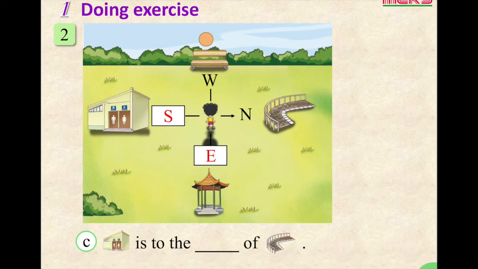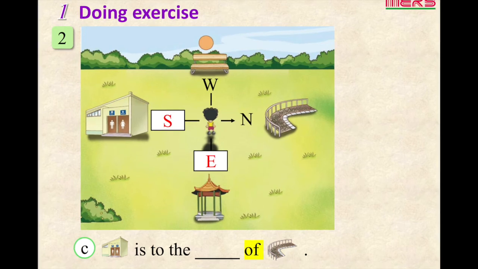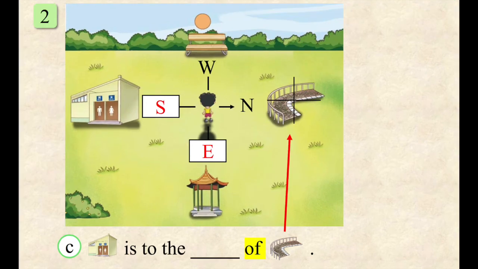Question 2C, you must listen carefully because this is a new thing and I'm going to teach you a method that we can also use in the exam or quizzes. 2C, toilet is to the which direction of the pebbles path. So there is one keyword we need to see. It's called "of". When you see "of", you need to put a direction sign on that object. So pebbles path is the object after "of", so I need to put a direction sign there.